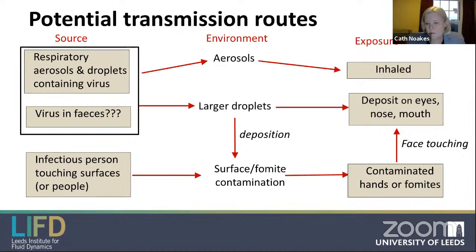What we don't know is what the different proportions are in all of these different routes and how important these different factors are. And that makes it really quite difficult to understand how the virus is transmitting, and therefore understand how we best mitigate that risk of transmission.